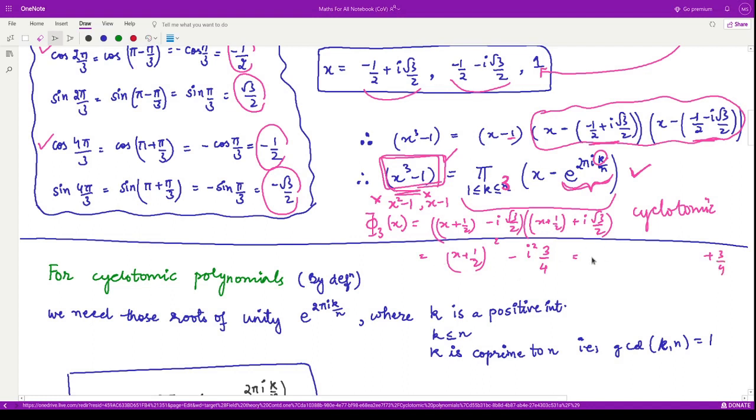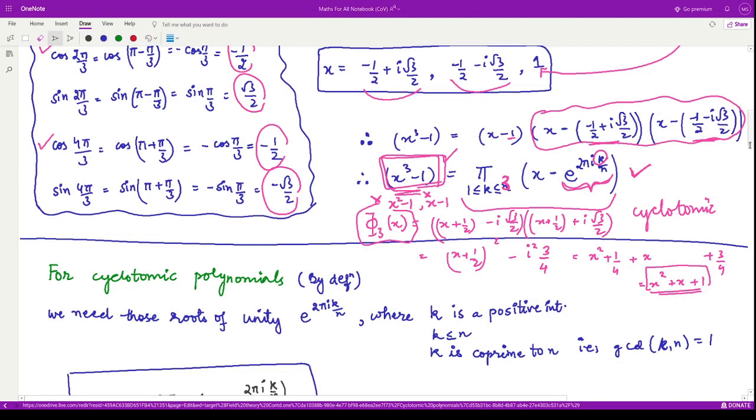And here we would have x square plus 1 by 4, right? And then we have x, just opening a plus b whole square, so it would be a square plus b square plus 2 into a into b, right? So we have x square plus x plus 1. So this is the cyclotomic polynomial phi 3 of x. We'll just verify this in a moment, right?